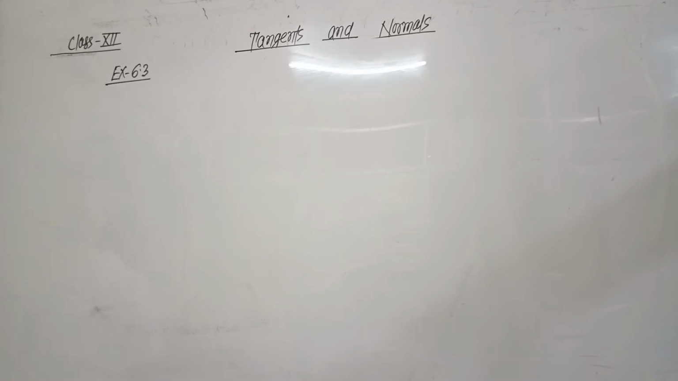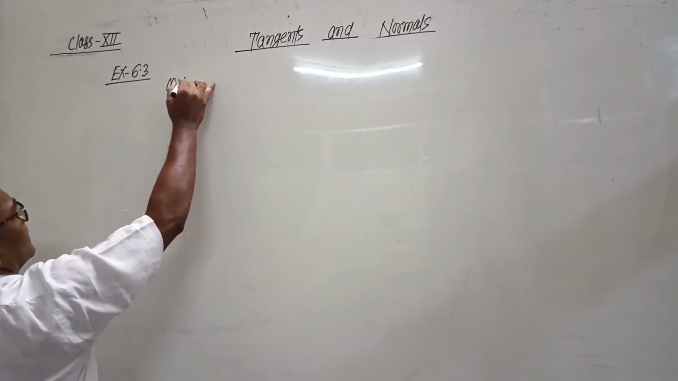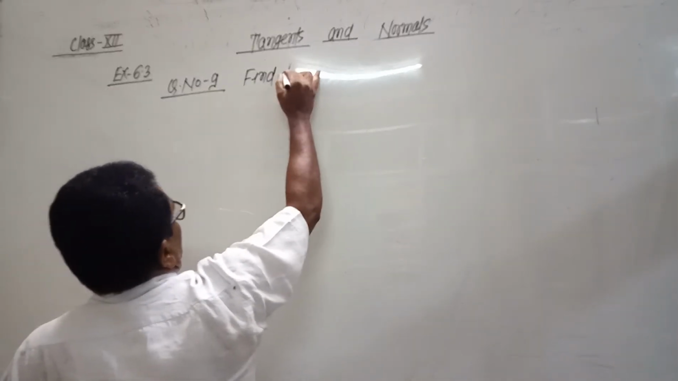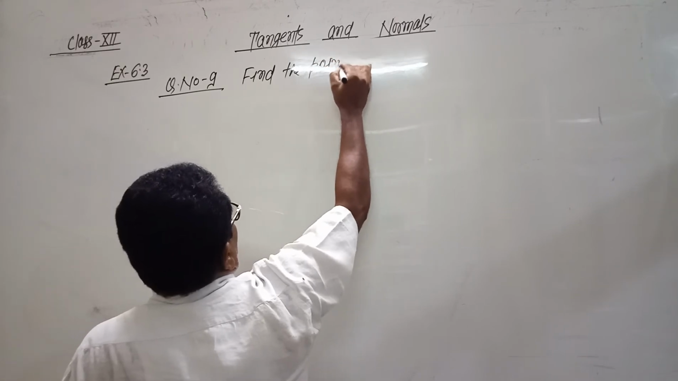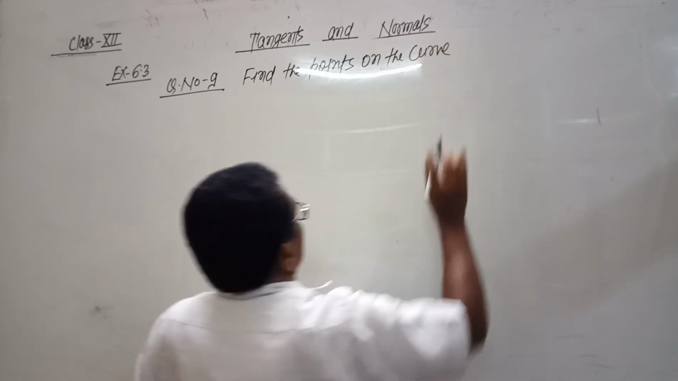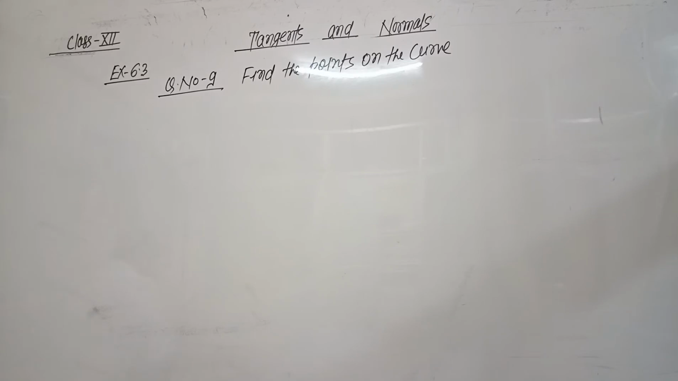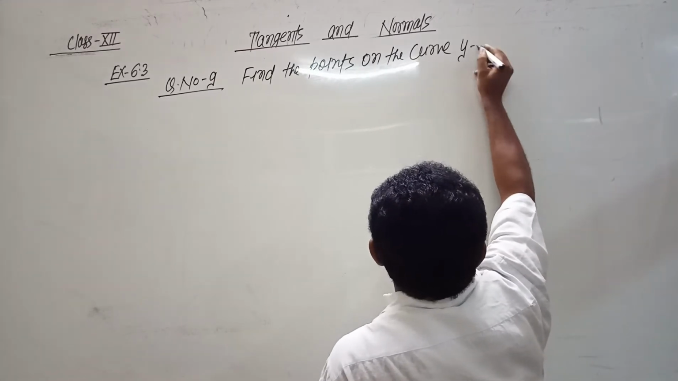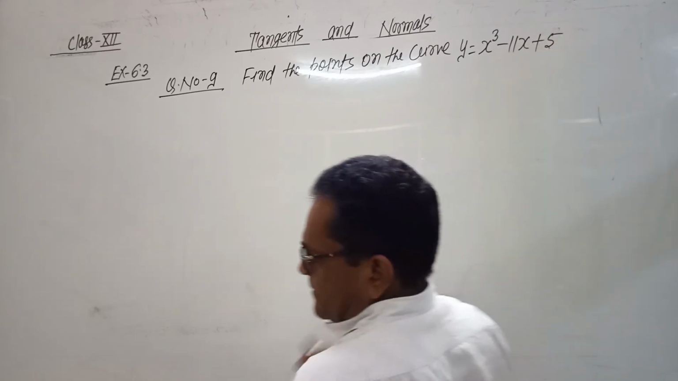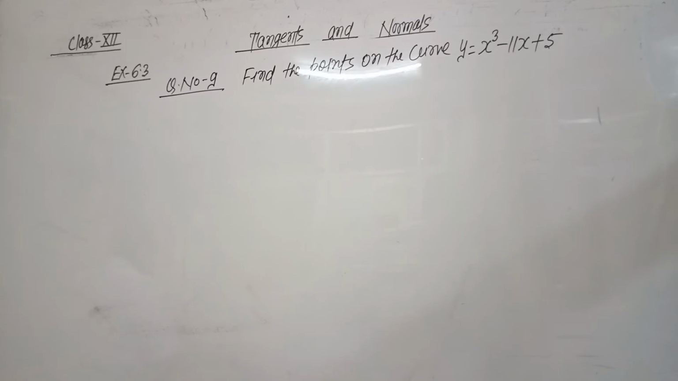Question number 9. Find the points on the curve y equals x cube minus 11x plus 5 at which the tangent is.